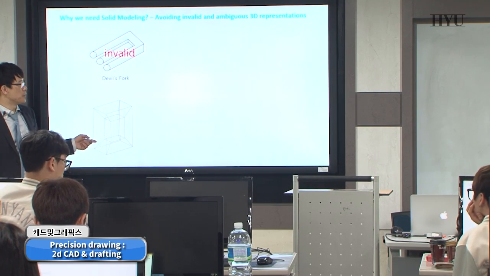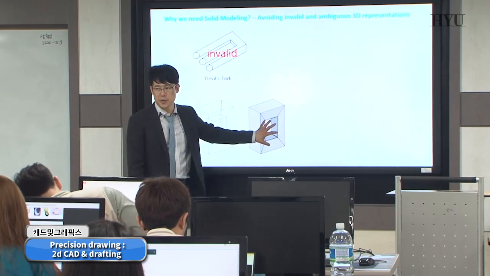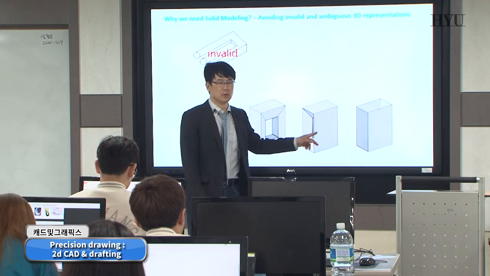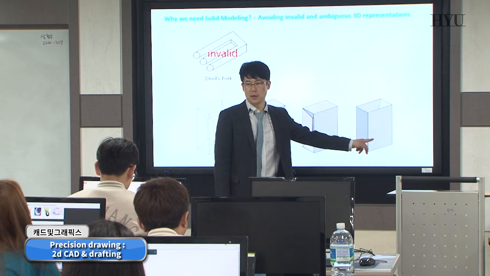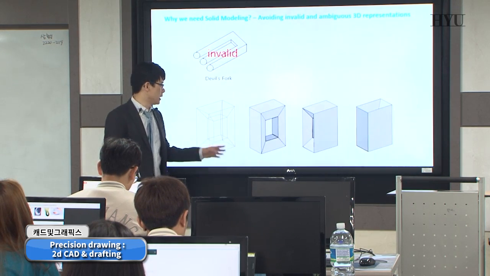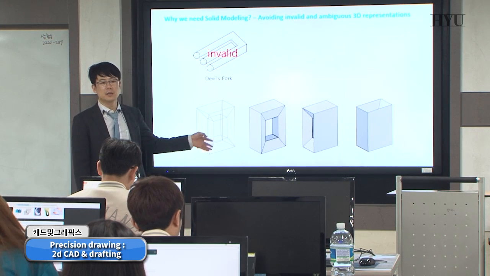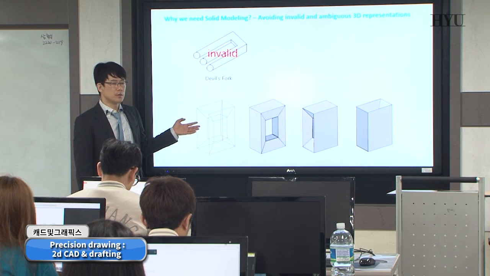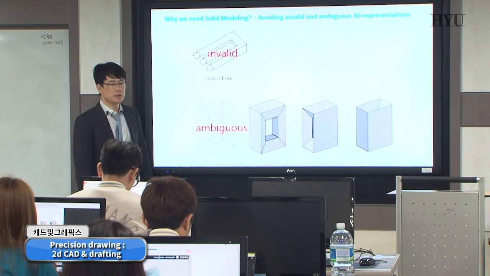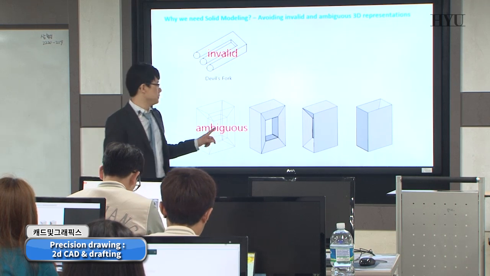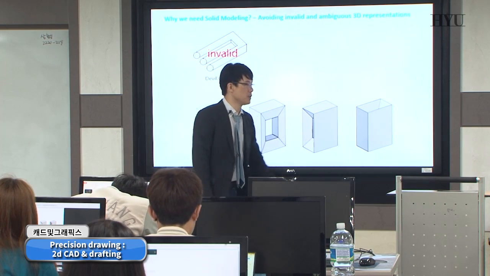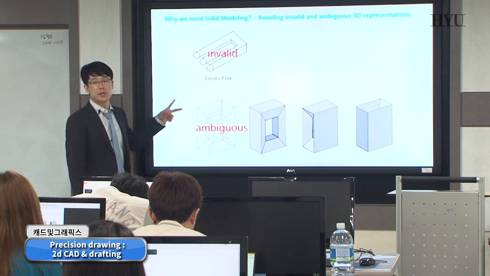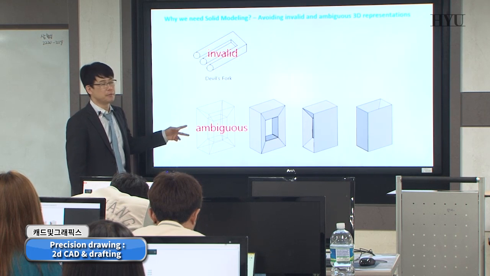As I showed you before, this one looks like this object, but actually this one can be this one or even this one, okay? That's the problem of this kind of hidden line wireframe 3D, okay? This is the problem of unambiguous definition. Even if we have some specific definition, it's not easy to determine whether this one is computationally or mathematically well defined.